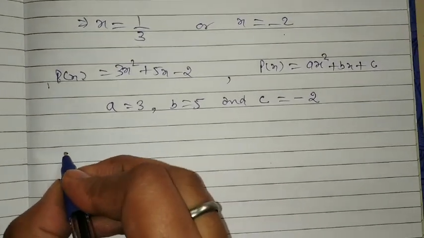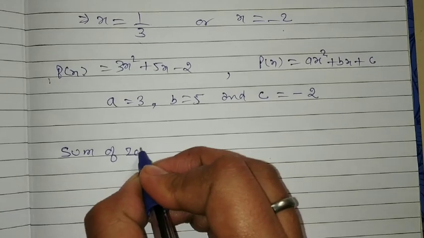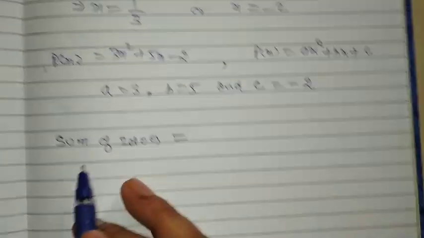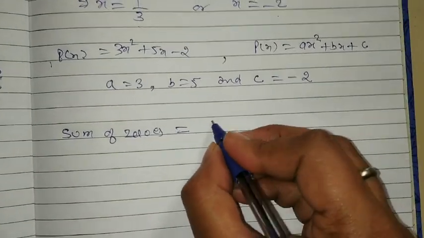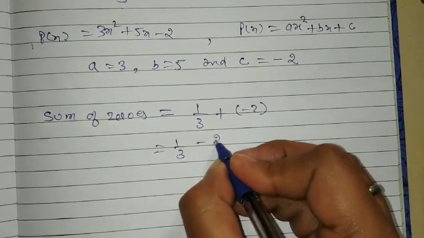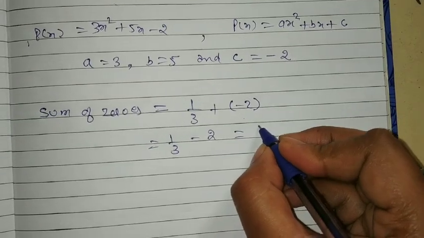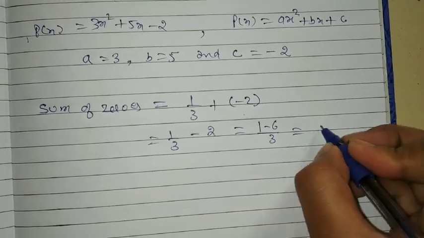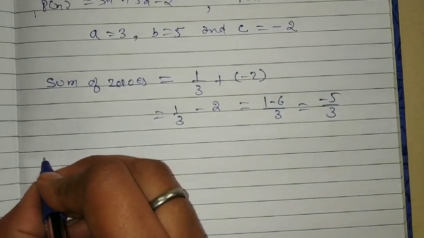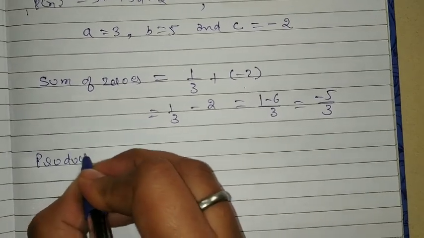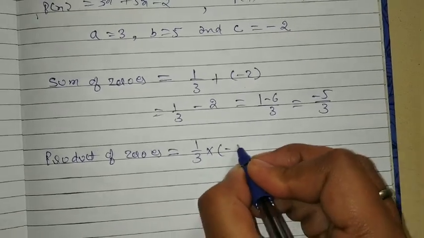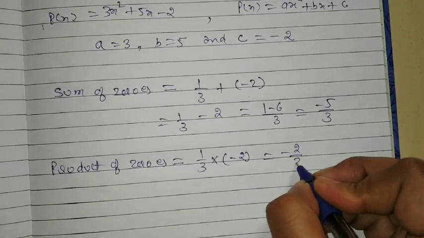Okay, now see, sum of zeros. What were the zeros? They were 1 by 3 and minus 2, and we need to find their sum. So this will be 1 by 3 plus minus 2, so that is equals to 1 by 3 minus 2. Okay, so that will be 1 minus 6 by 3, minus 5 by 3. Okay, and product of zeros, it will be 1 by 3 into minus 2, that is minus 2 by 3.